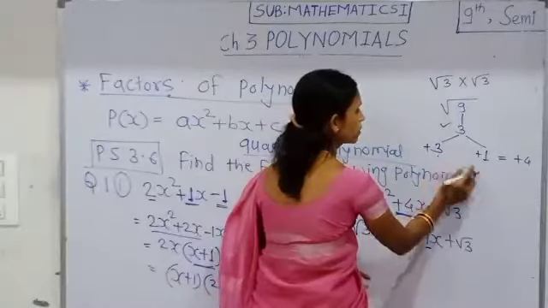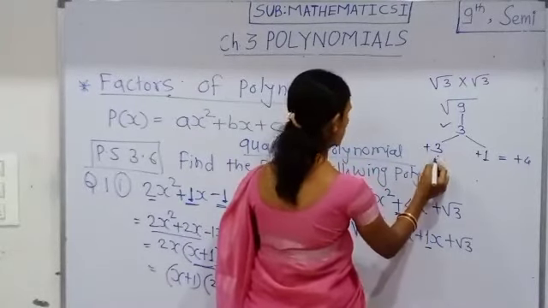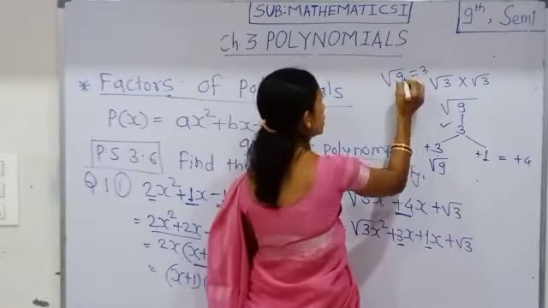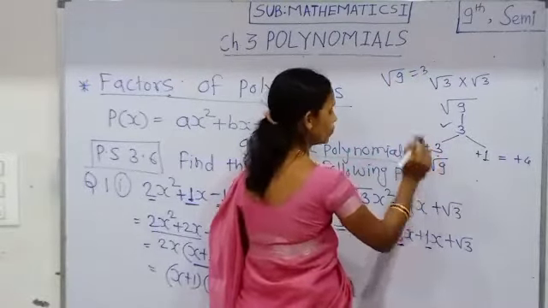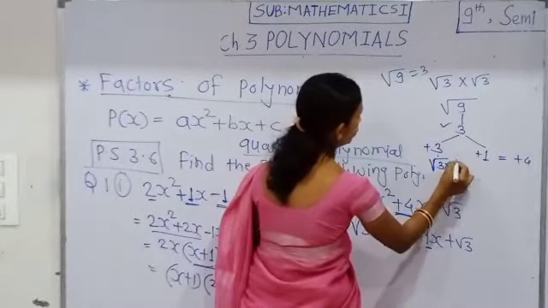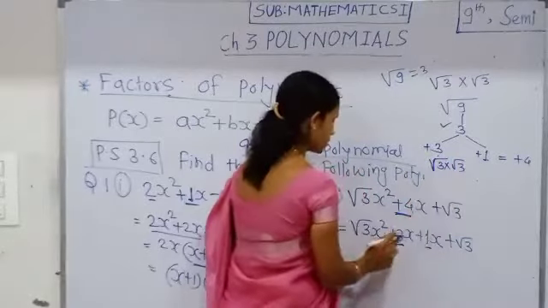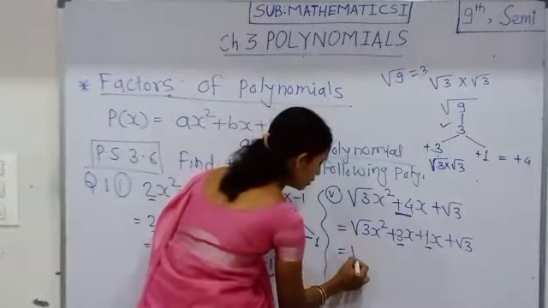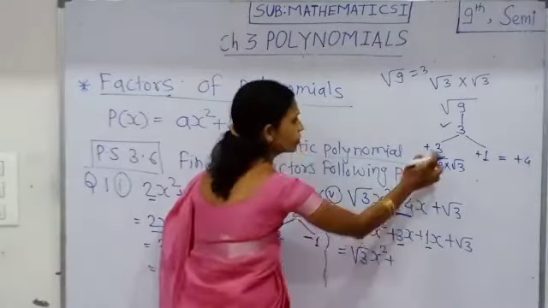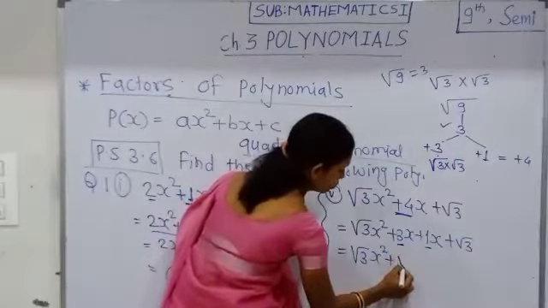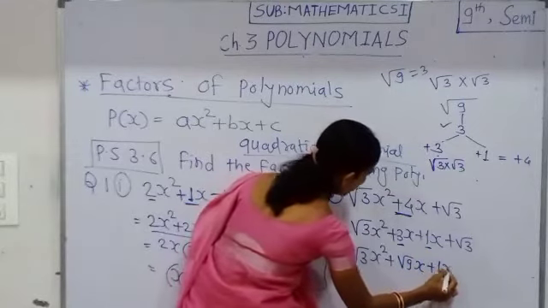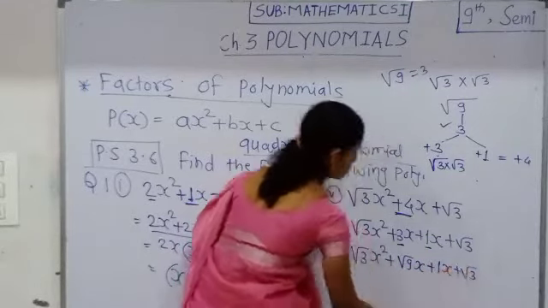Then 3 means root 9. Root 9 is equal to 3. Therefore here 3 is written in the form of root 9, or it is written in the form of root 3 into root 3. That means we have to write root 3x square plus, instead of 3, root 9x plus 1x plus root 3.